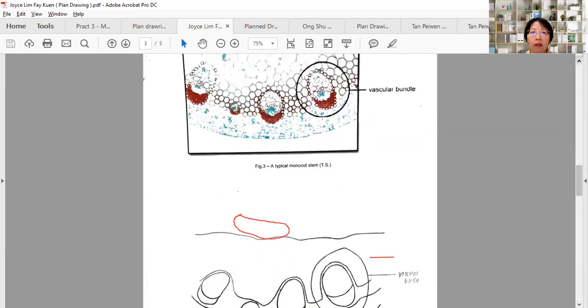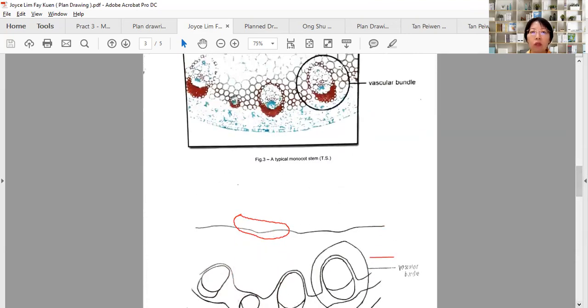Other than that, is the tissue correct? Yes. So tissue is correct. No, it's wrong. Tissue is wrong. Come back to here.